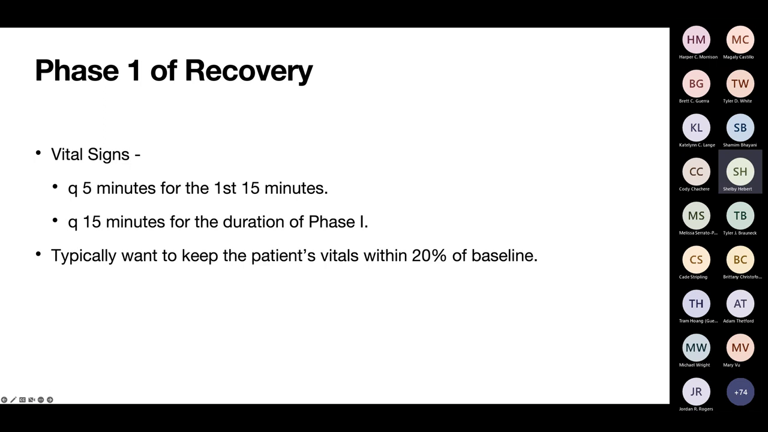Now, even though I said the patient has to stay in phase one for 30 minutes, they may stay there longer. If the patient's still asleep, if they have blood pressure issues, if they're still in pain. So don't assume that every patient's going to be out of there in 30 minutes. The other thing you may run into is they don't have anywhere to go. So the patient's being admitted to the floor and there's no floor beds available. So some patients kind of linger in PACU for long periods of time.